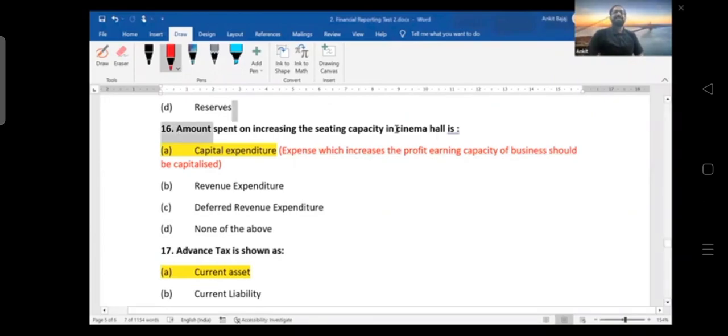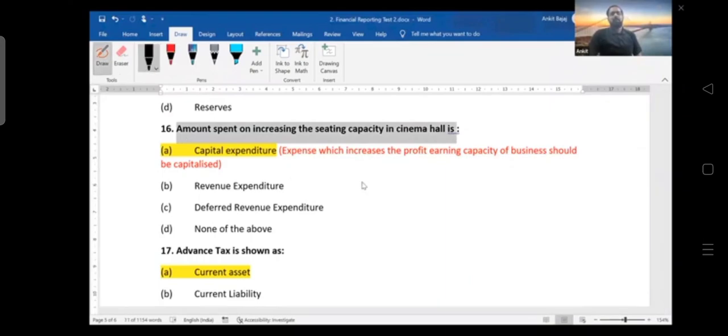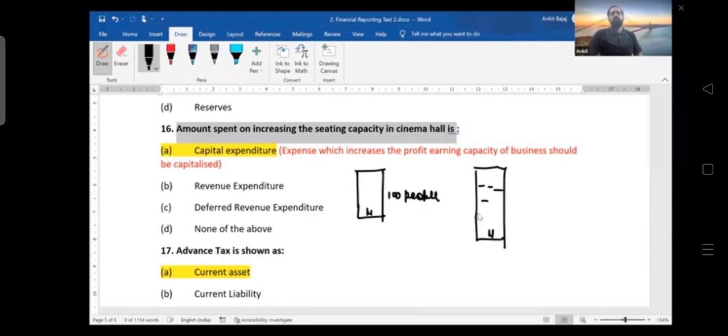An amount is spent on increasing the sitting capacity in cinema hall, right? Let's suppose you are running a cinema hall, and there is sitting capacity of 100 people, right? Now you are increasing the sitting capacity by 100 more chairs, right? Now the sitting capacity of this theater is going to be 200.